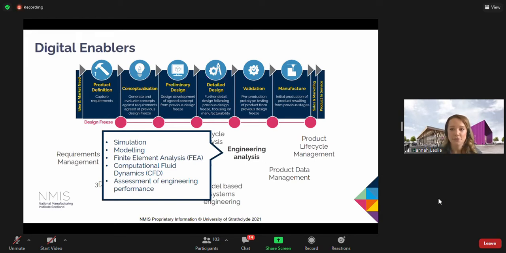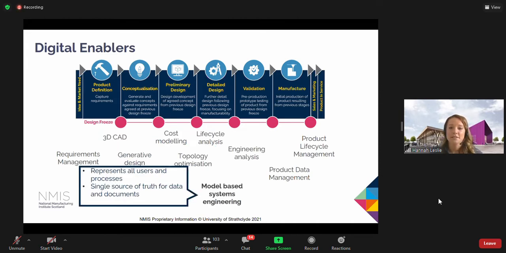Engineering analysis, so this is simulation, modelling, FEA, CFD, these all come under engineering analysis, and that's basically using a variety of digital systems to assess engineering performance and verify a product or component against certain requirements. So for example, stress, strain, thermal distribution, and so on. Model-based systems engineering is an approach using a systems model. So it represents all users and processes within an organization. And it's built around a defined set of rules or a language that's created using a dedicated software. The system model acts as a single source of truth for data and documents, and all other artifacts are automatically generated and shared with stakeholders using this software.